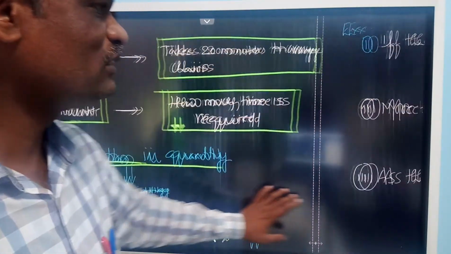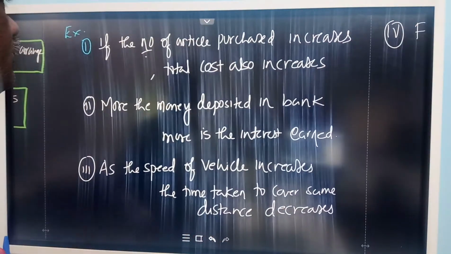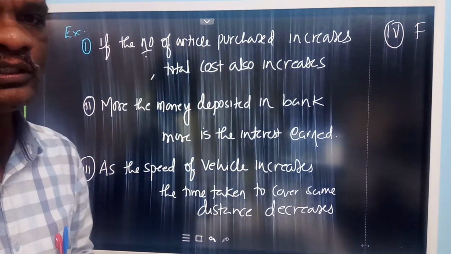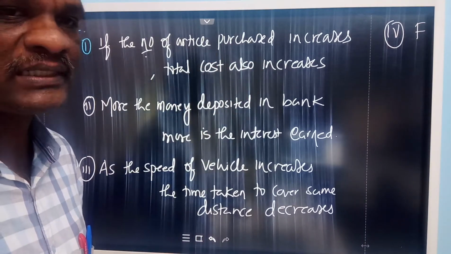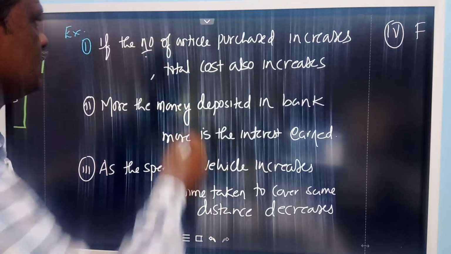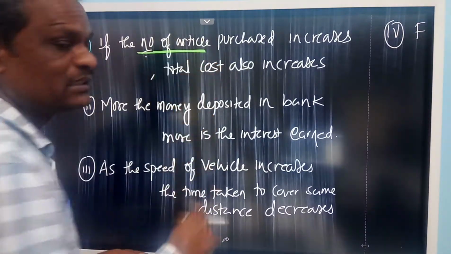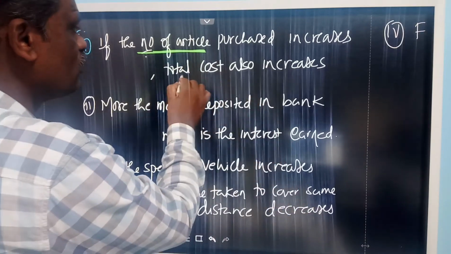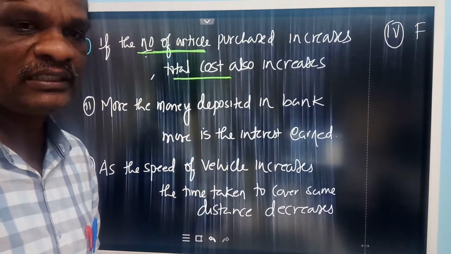Some more examples you can see in our daily life. If the number of articles purchased increases, suppose you are going to buy some biscuits or pens or pencils. Instead of taking 2 pens, you are going to take 3 pens. What happens to the total cost? Total cost also increases.